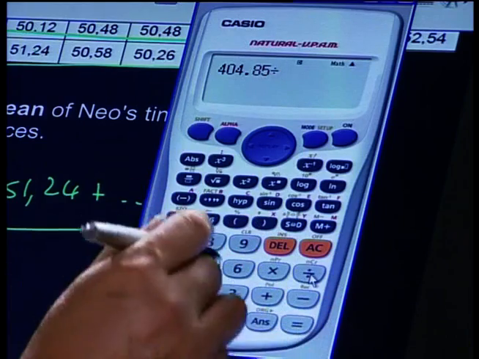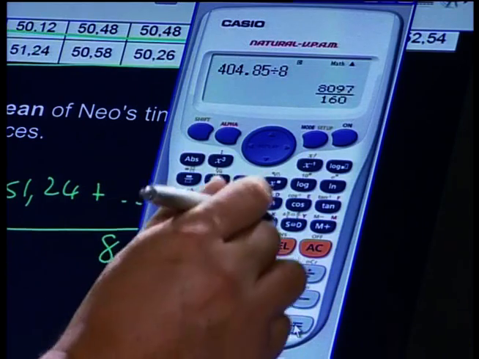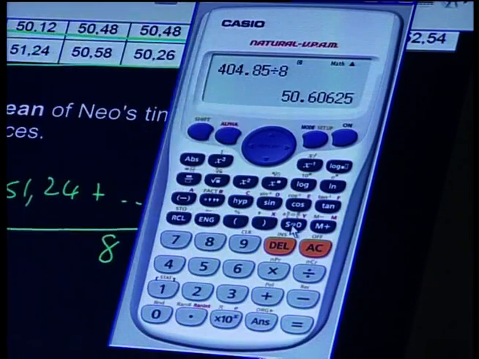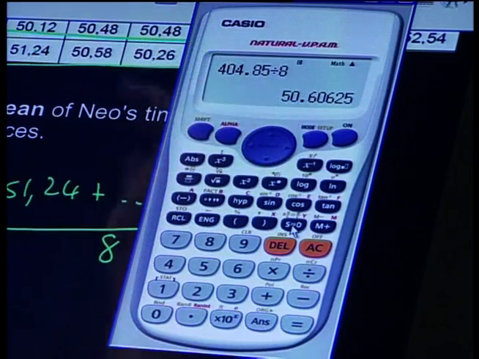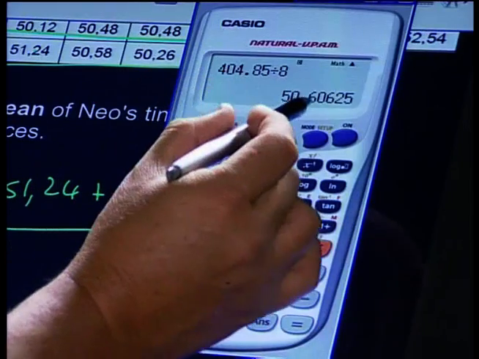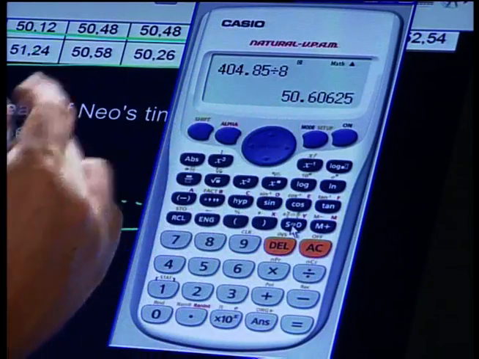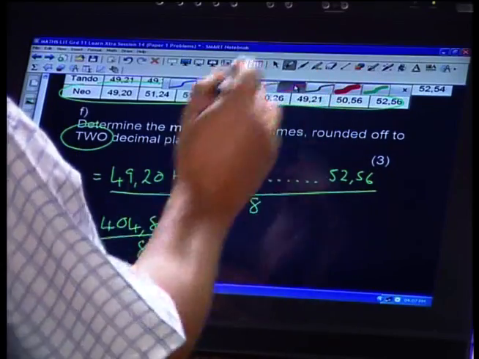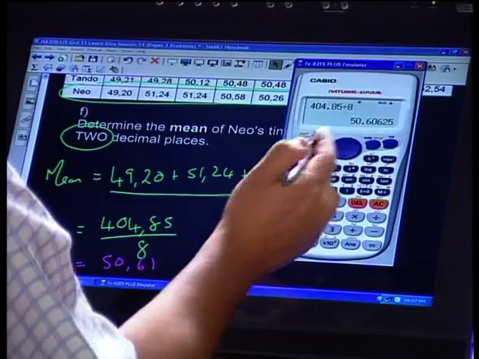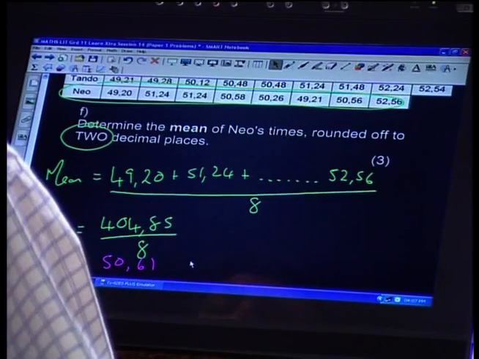So I have 404,85 divided by 8, and we get 50,60625. Now remember, the examiner told us to round to 2 decimal places. So we were expecting that answer to have more than 2 decimal places. So it's going to be 50,61. Okay, so equals 50,61. Let's just confirm that. Absolutely.